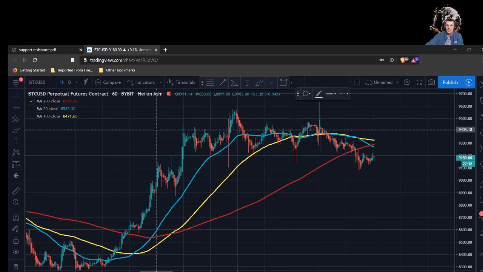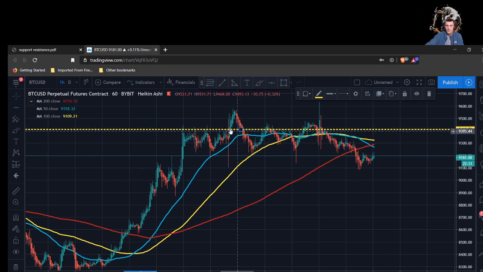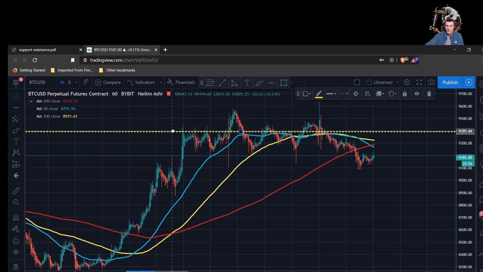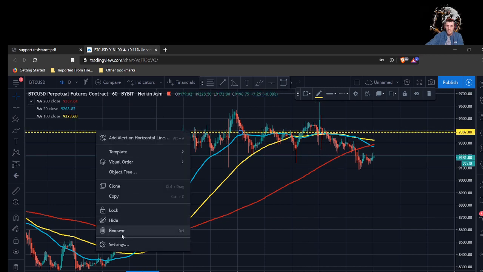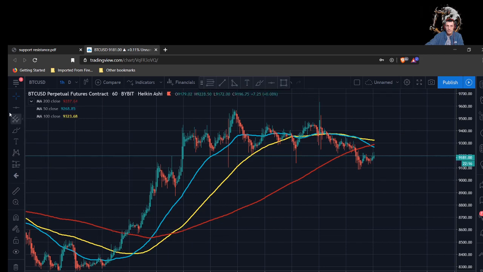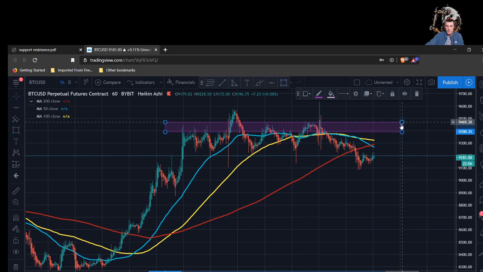Okay, because this is our resistance, we have several touches through here, but this is an area, okay, because not only do you have... you want your line to be at the most touches, and then you can pull your area, your rectangle. Right in there. So in this box right here is your resistance.